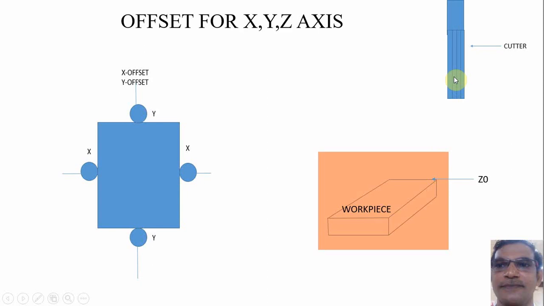Then the Z offset will become 0 point, so that when the tool is touching the surface, it will take it as Z0. After that, according to our coordinate values, if that Z value is negative, it will go inside the component. If it is plus, it is above the work surface. Like that, we have to take X offset, Y offset, Z offset. After entering all the values, we have to start the machine. That is the procedure.